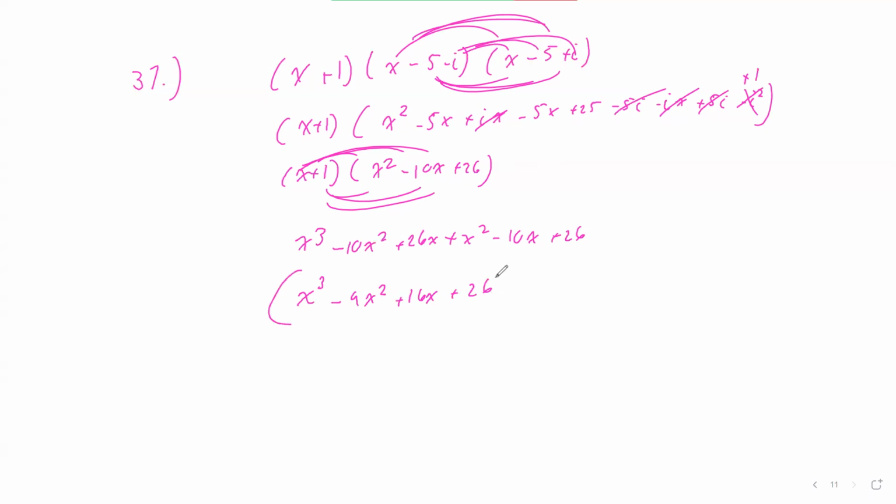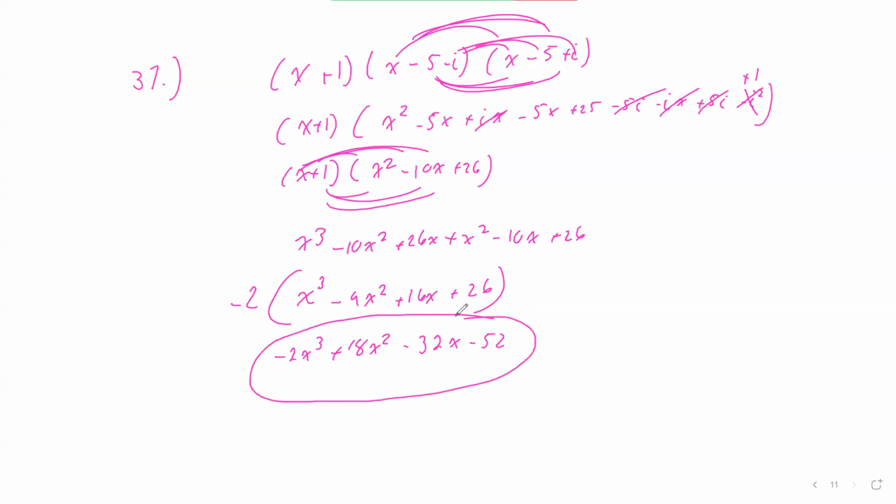So then one last step, I got to multiply this by negative 2 to make that happen. So this is negative 2x cubed plus 18x squared minus 32x minus 52. So that would be the end result. All right, let's try another one.